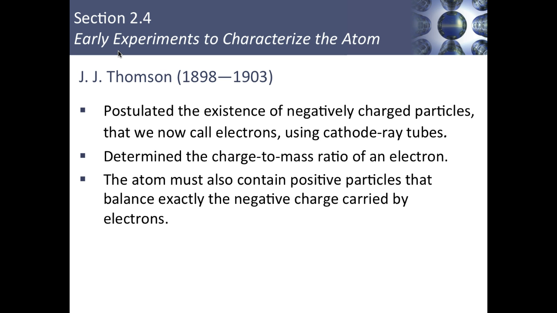Now, based on this, he determined the charge to mass ratio of the electron, and he figured out that there had to be also positive particles in the atom as well. Now, most people would look at that and say, okay, he found the electron, woohoo! But he went a step further and said there's something positive that we just don't know what it is, or where it is, or how to deal with it.